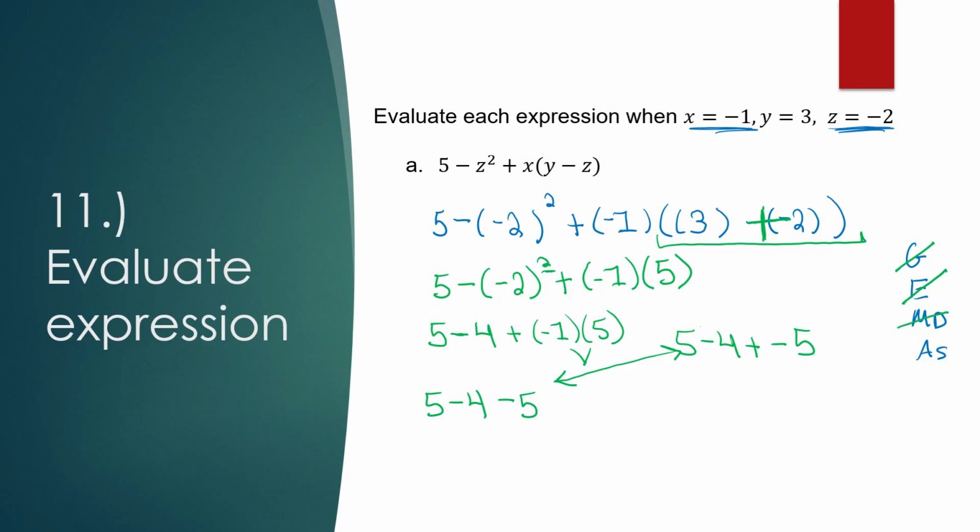No more multiplication and division, so I'm ready to do addition and subtraction. Go left to right. 5 minus 4 is 1 minus 5, and I get negative 4.